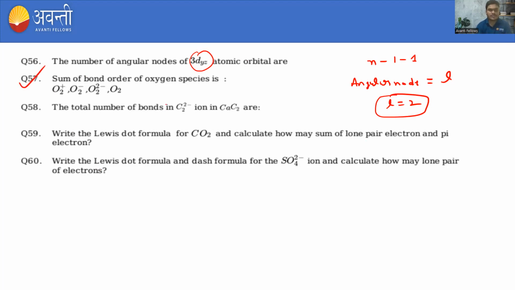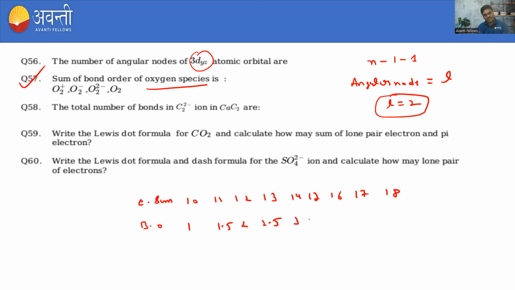That is the sum of the bond order of the oxygen species. We already know this thing. We have a trick to calculate the bond order. Here we have the electron sum and here we have the bond order. If the electron sum is 10, 11, 12, 13, 14, 15, 16, 17, 18, the corresponding bond orders are 1, 1.5, 2, 2.5, 3, 2.5, 2, 1.5, and 1. So in case of O2 plus, the electron sum is 15, and corresponding to 15, from this table we have 2.5.